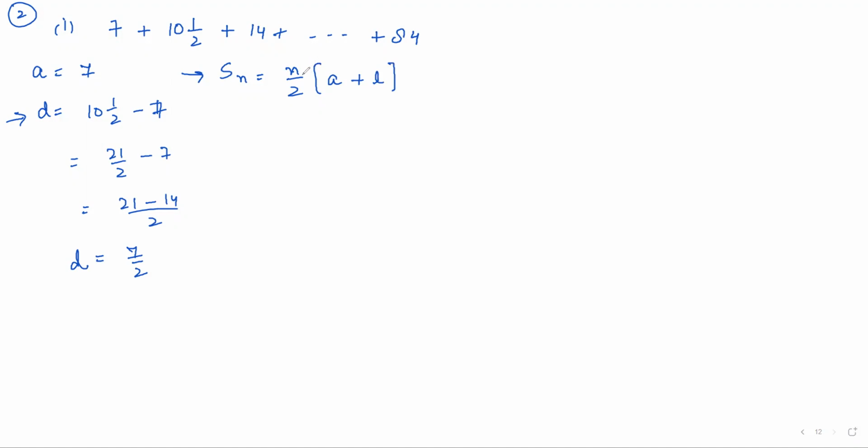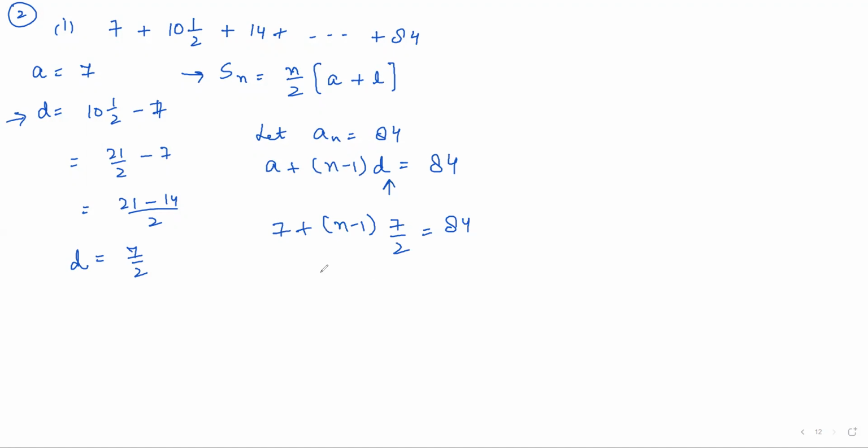Now for n, ultimately I have to go back to the formula. So let the nth term be equal to 84 and I'll find n first of all. Understood? So that will give me how many terms there are in the AP. So I'll come to know how many terms I'm finding the sum of. So that is a plus n minus 1 into d equal to 84. So now I'm going to use my d here. So a is 7 plus n minus 1 into d, which is 7 by 2, is equal to 84.